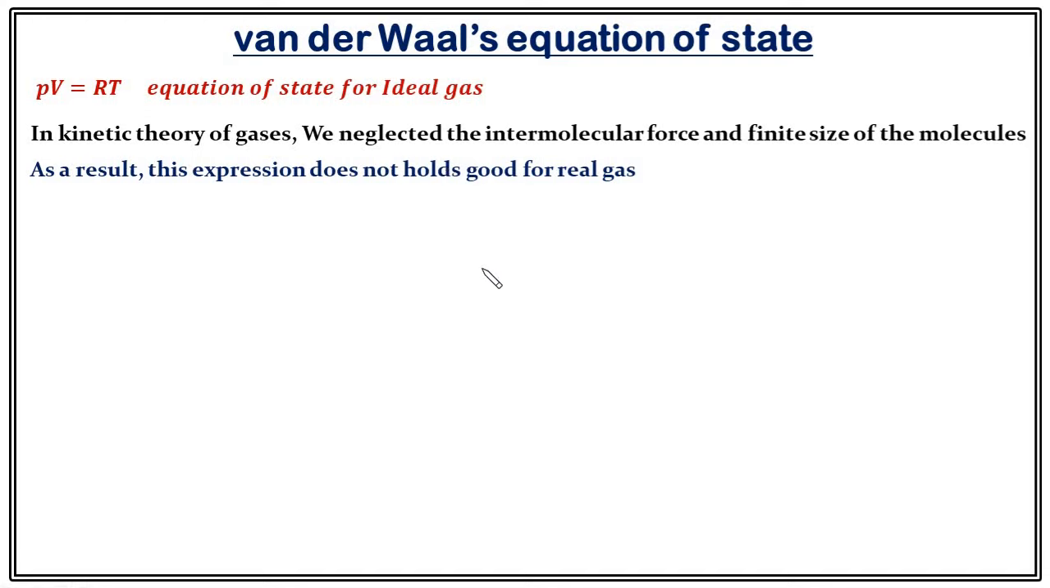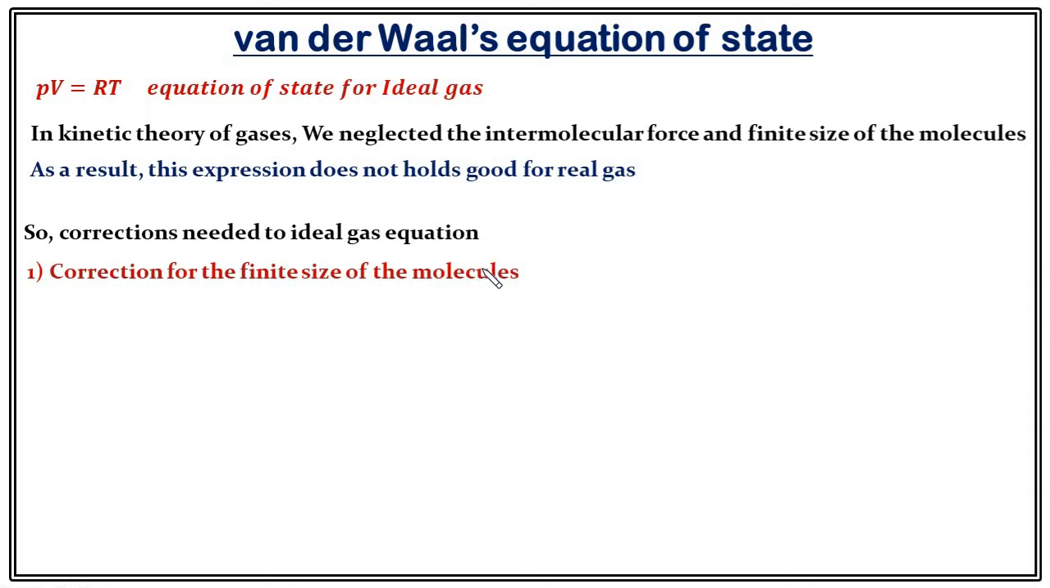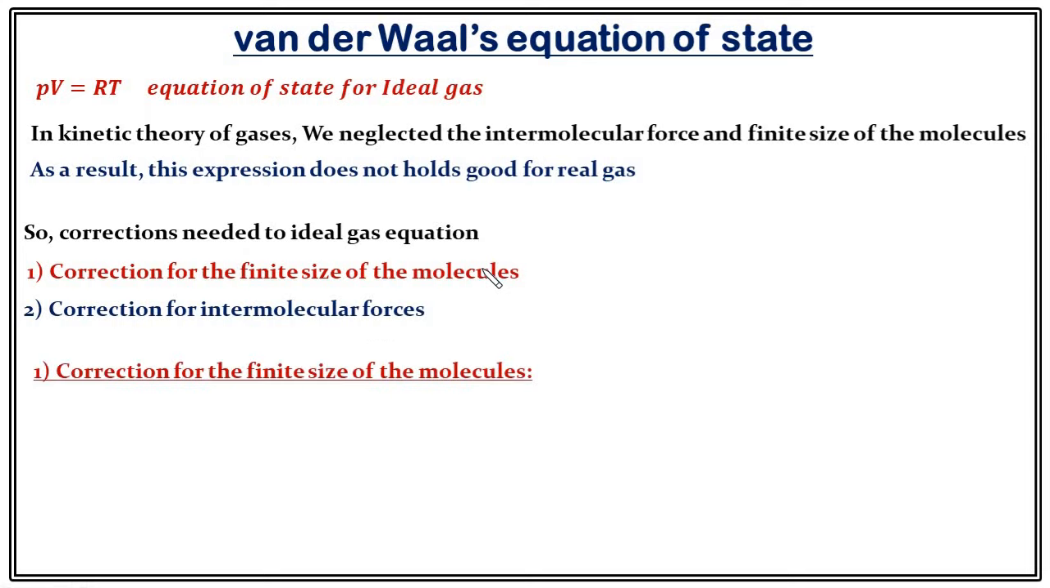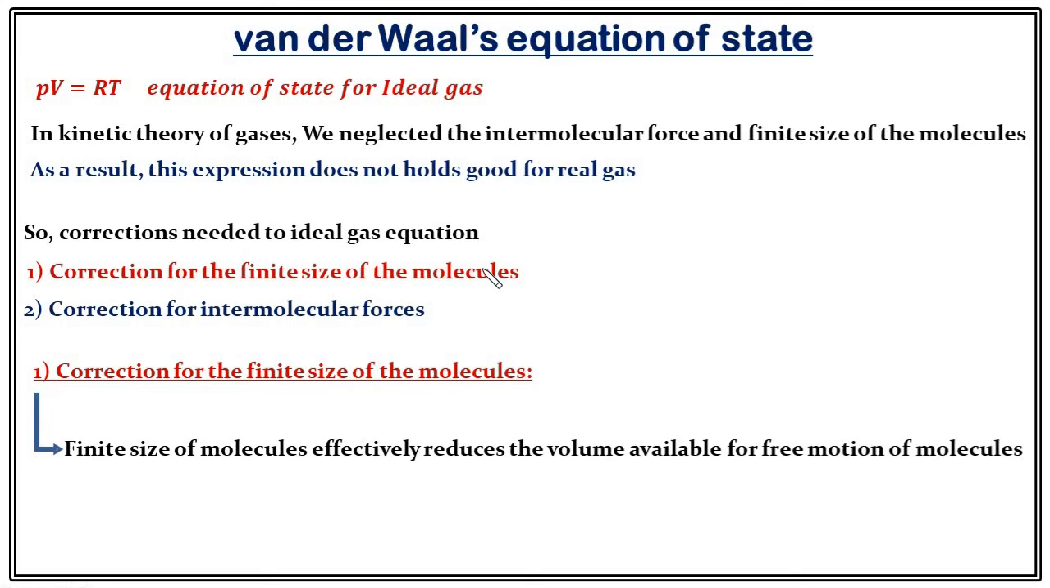And van der Waals did that. He introduced two different kinds of correction. The first one is the correction for the finite size of molecules and the second one is the correction for the intermolecular force. Okay, we will see one by one. Correction for the finite size of molecule. The finite size of molecule effectively reduces the volume available for the free motion of the molecules.